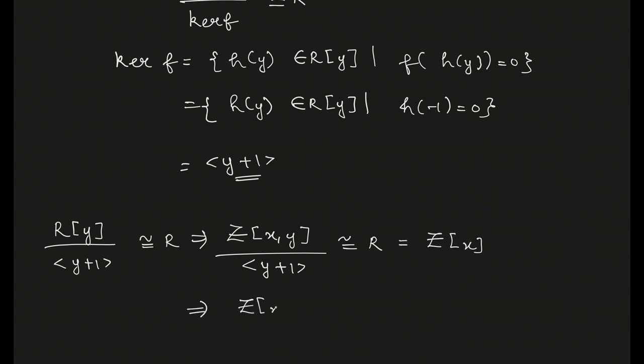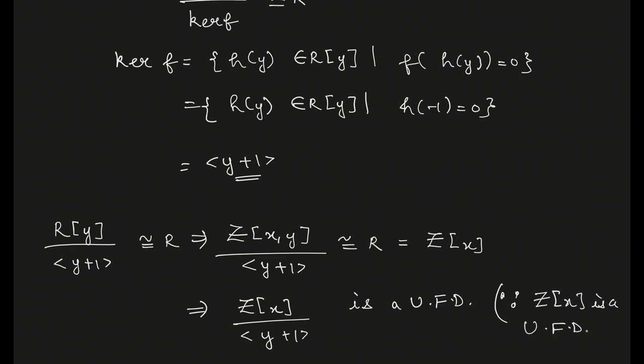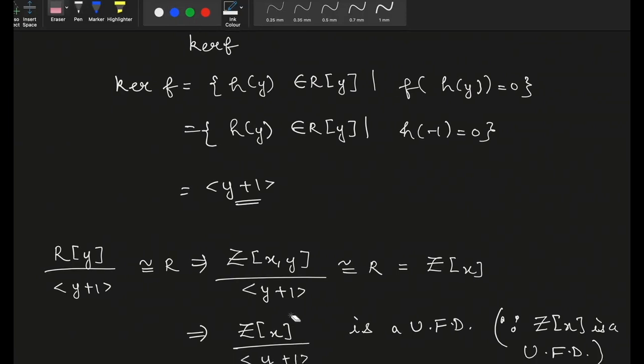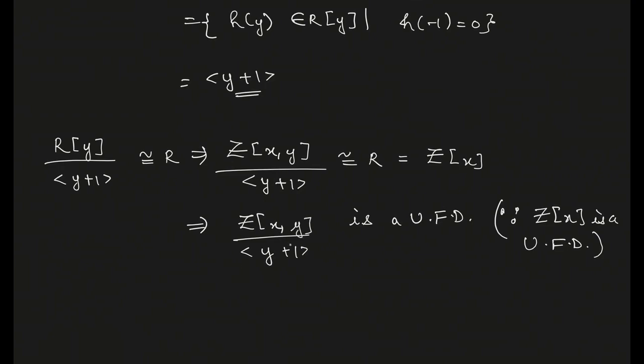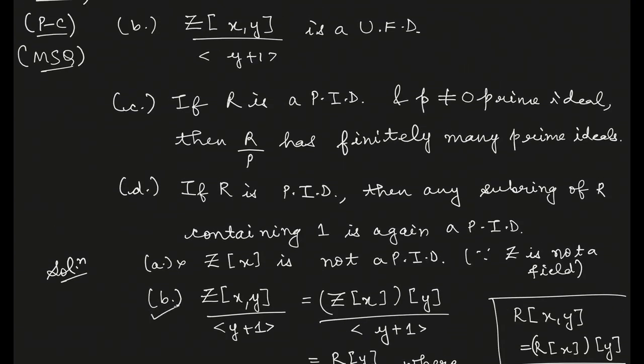So Z[x] upon (y+1) is a UFD because Z[x] is a UFD, and Z[x] is isomorphic to Z[x][y] upon the generator y+1. Here Z[x][y] had to come, comma y. Okay, so that's why option B is correct.